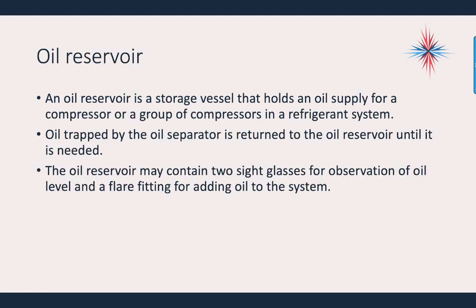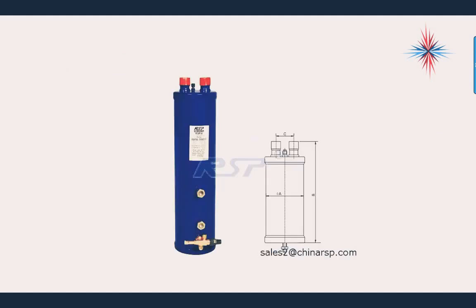An oil reservoir is a storage vessel that holds an oil supply for the compressor or a group of compressors in a refrigeration system. Oil trapped by the oil separator is returned to the oil reservoir until it is needed. The oil reservoir may contain two sight glasses for observation of oil level and a flare fitting for adding oil to the system. This is an example of an oil reservoir.